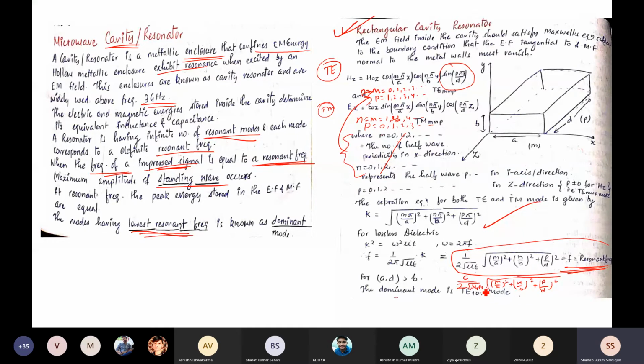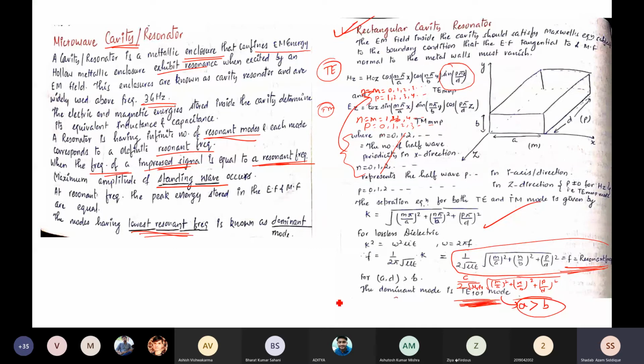Depending on the mode numbers, it may be m, n, p, whatever the value. So you can have the dominant mode. What should be the dominant mode? The dominant mode means the mode which has the lowest resonant frequency. If you go through the rectangular cavity resonator, you will see the dominant mode is TE101, subject to the condition that a should be greater than b. Only then will the TE101 mode exist.